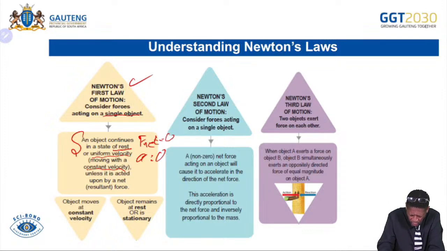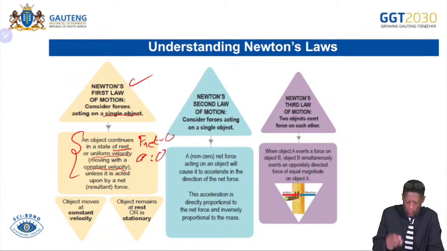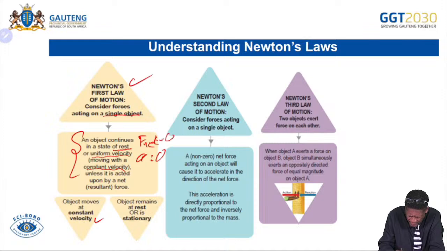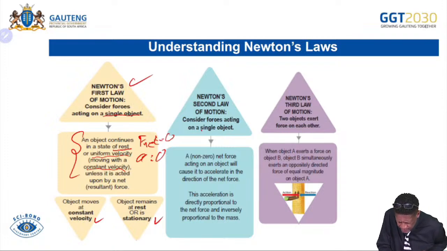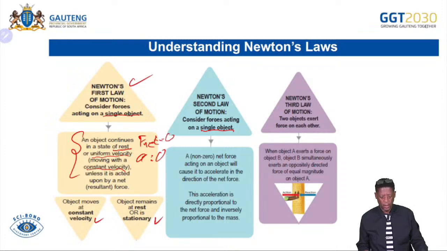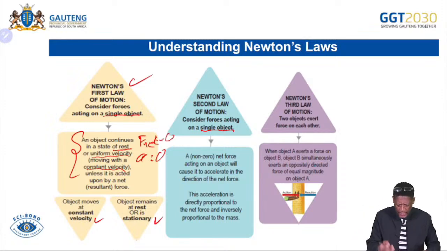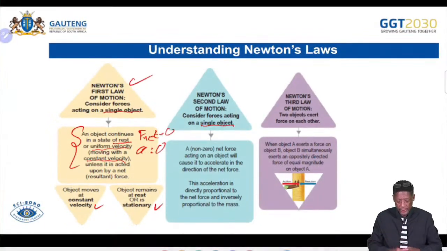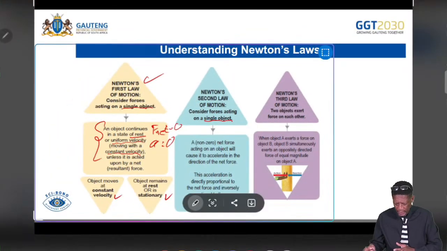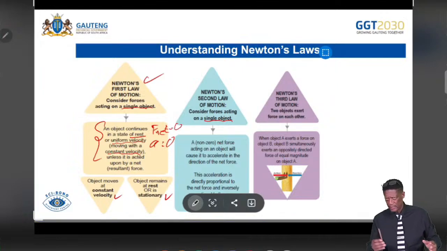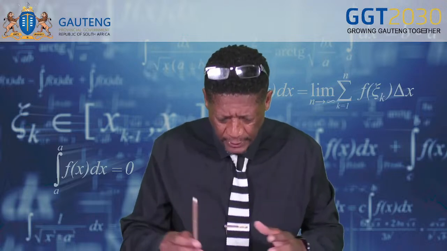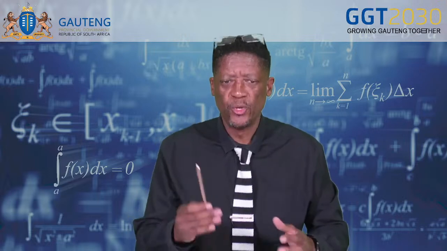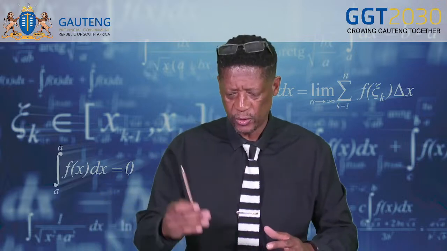Now, this is the law. You must know how to define the law. This law is based on what? On the object at constant velocity, and the object at stationary. Stationary means at rest. This one as well is acting on a single object. Now, in this one there is motion. A net force is going to be applied, and then you must know that there is acceleration that is going to happen.